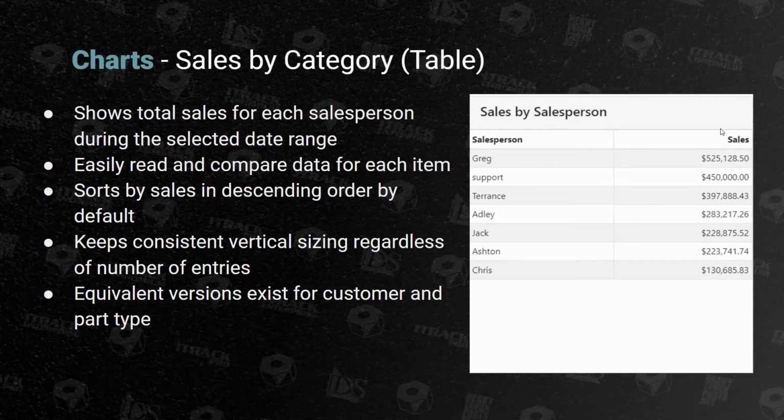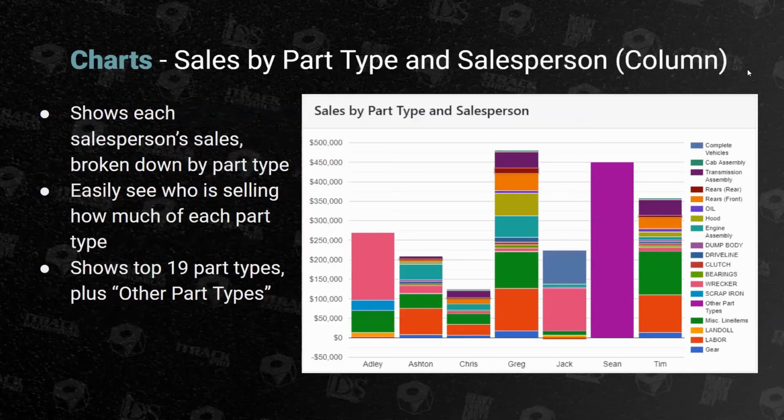All right. And then moving on to a chart that combines multiple categories. So this one is sales by part type and salesperson. It shows each salesperson's total sales in an easy to understand column chart while also breaking each column down into each part type that they sold. And so what this will do is it gives insight on how much revenue each individual salesperson brings in, while also showing what part types they sell the most of. And then to keep the chart easy to read, only the top 19 part types are shown, with the 20th colored section being reserved for other part types.